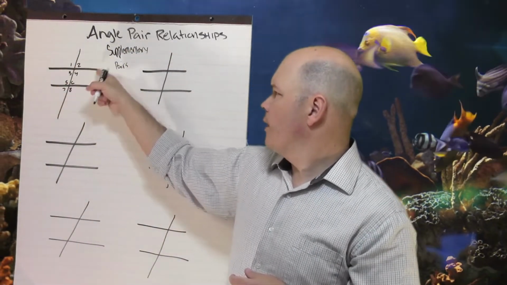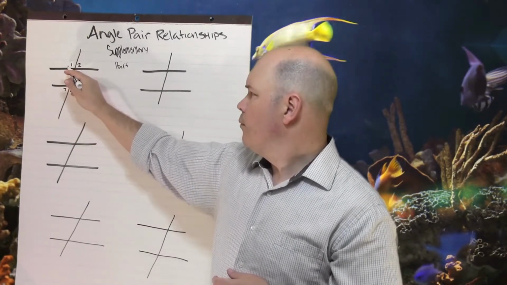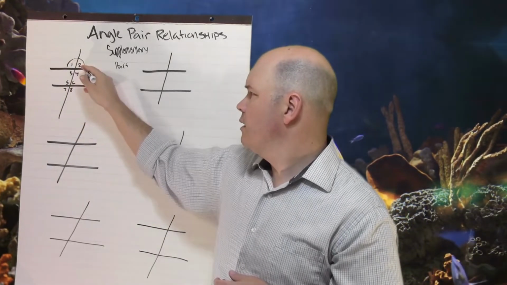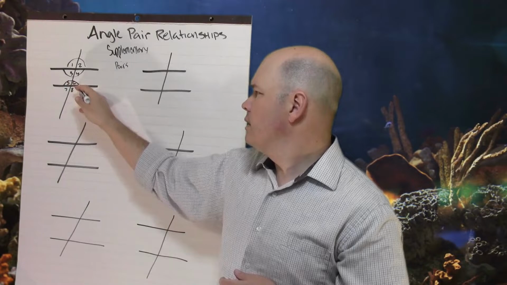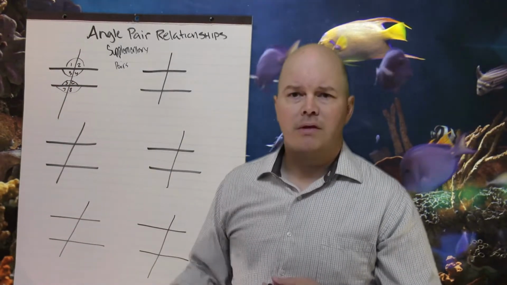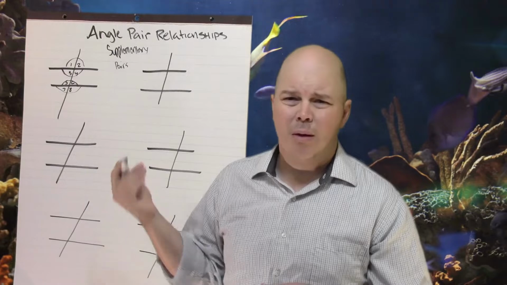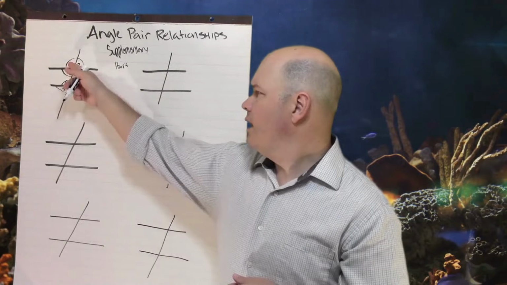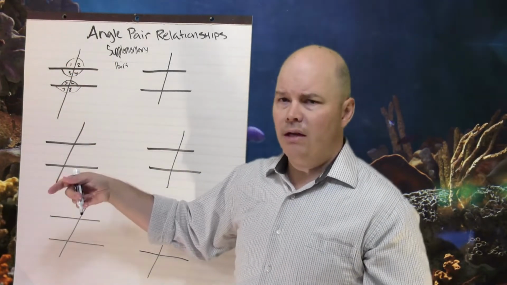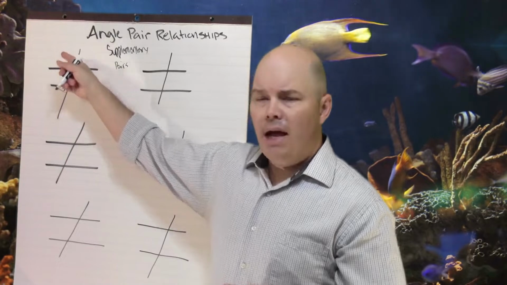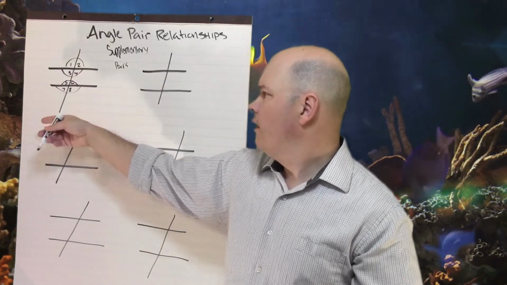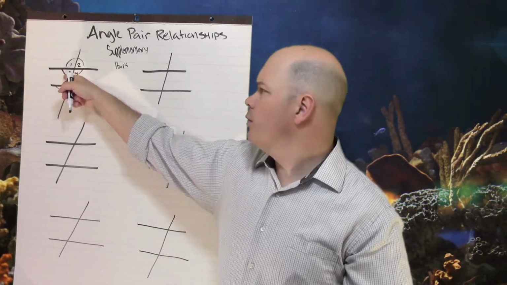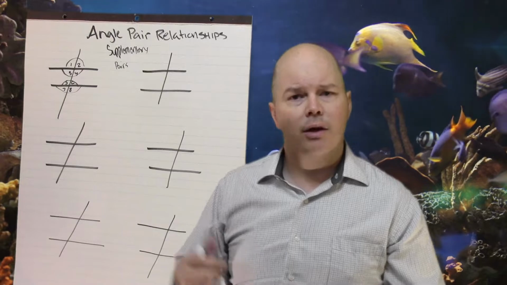My supplementary pairs horizontally would be my angles 1 and 2, 3 and 4, 5 and 6, 7 and 8. So these guys, those guys, these guys, and those guys. Those are your supplementary horizontal angle pairs. You don't have to remember they're horizontal, that's just how I'm calling them out right now. And these angles together add up to 180. So if angle 2 was 30 degrees, angle 1 would be 150. If angle 3 was 70 degrees, angle 4 would have to be 110. They're going to add up to 180.